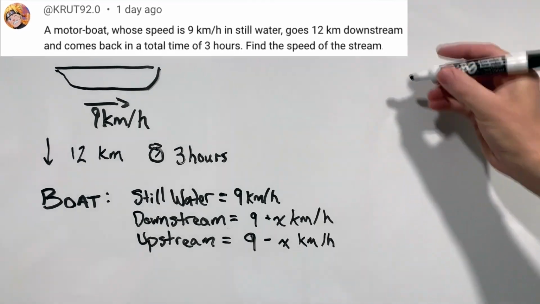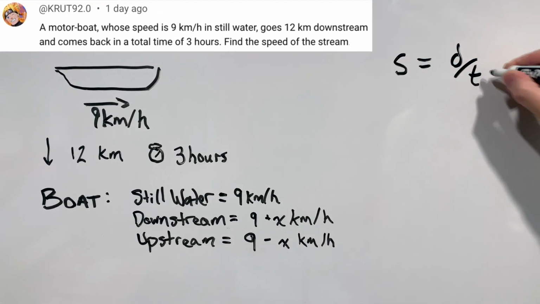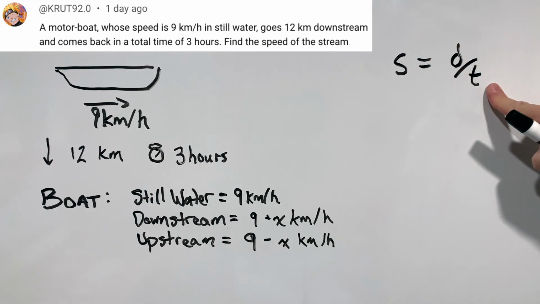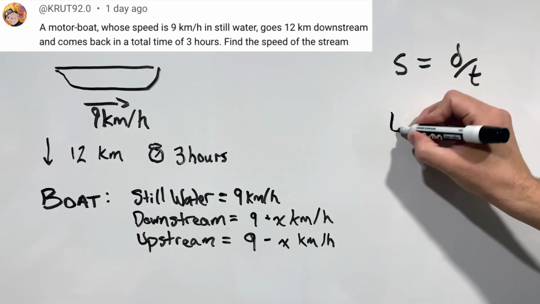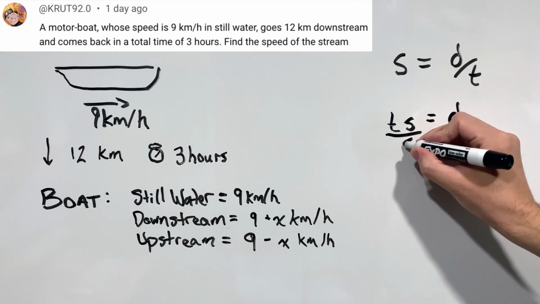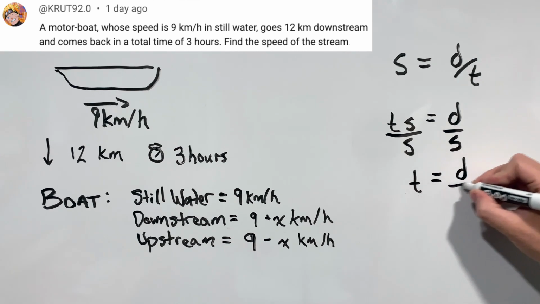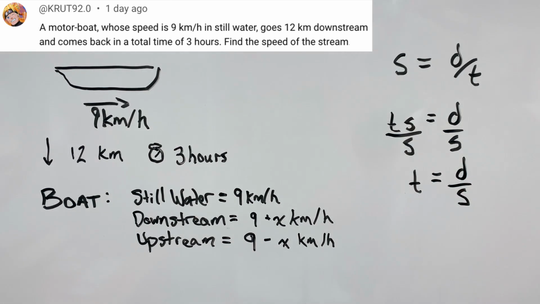Now, one thing you might know is that there's a relationship between distance, speed, and time. Namely, that speed is equal to distance over time. And we can manipulate this relationship by multiplying time up to the other side and dividing by speed in order to isolate our time variable. This leaves us with a new equation, time is equal to distance over speed.